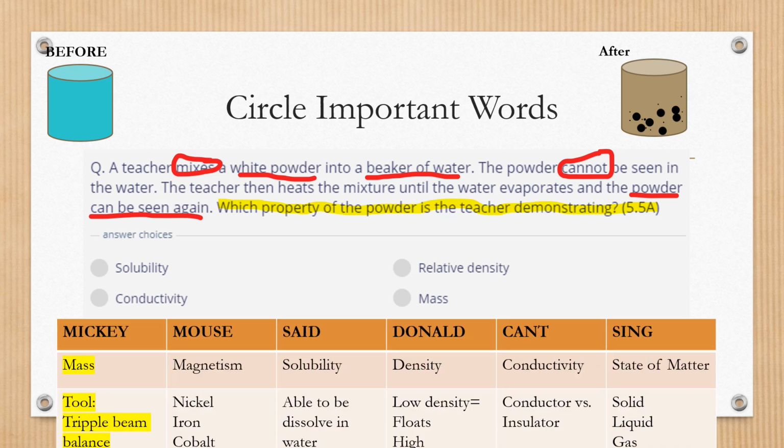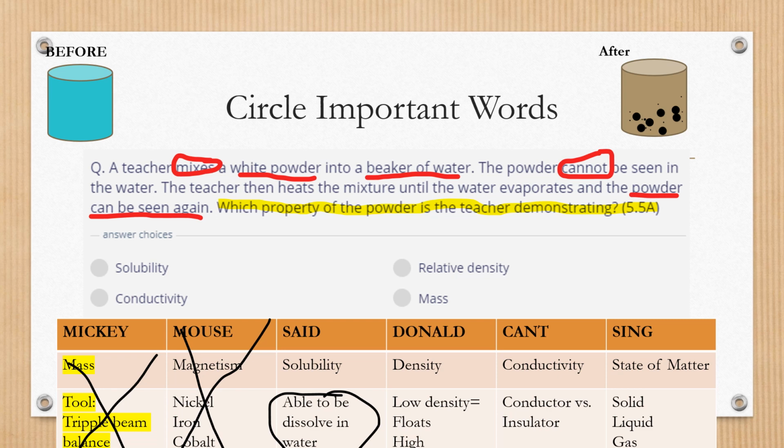Next, I'm going to draw my chart. Mickey Mouse said Donald can sing. I'm trying to figure out which property of the powder is the teacher demonstrating. Could it be mass? Is there a triple beam balance involved in this question? No. It cannot be mass because there's no triple beam balance. There's no grams even mentioned in this example. Can it be magnetism? No. There's no magnet involved. There's no any type of mix involved.